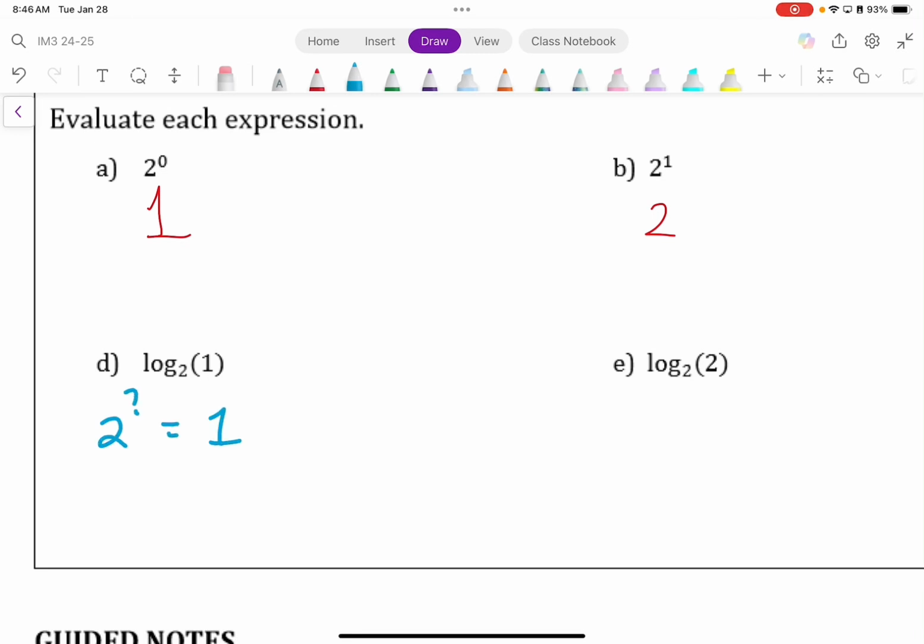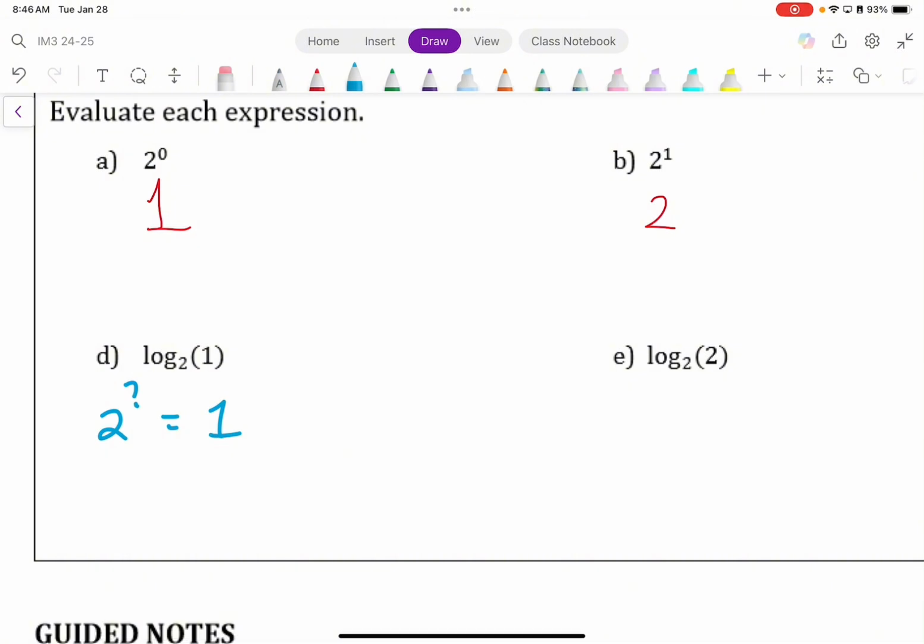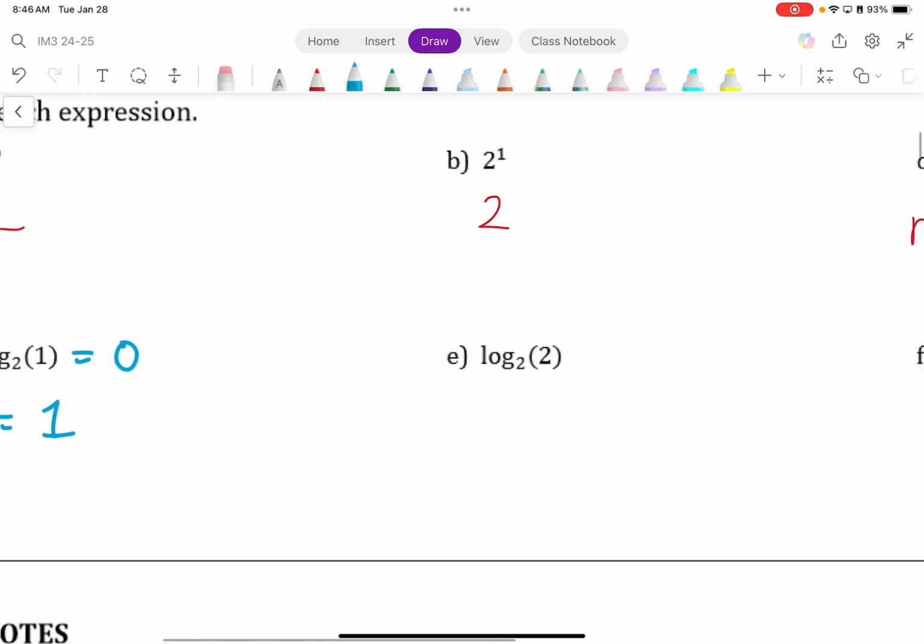Well, didn't we just answer that above? 2 to the 0 power is equal to 1. So you're basically looking for the exponent. Anytime you evaluate a logarithm, you're looking for an exponent. Log base 2 of 2. 2 to the what power gives you 2? Well, that'll be 1. You want to get back to what you started with.